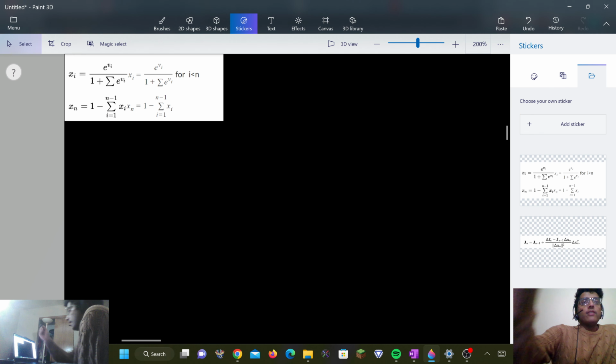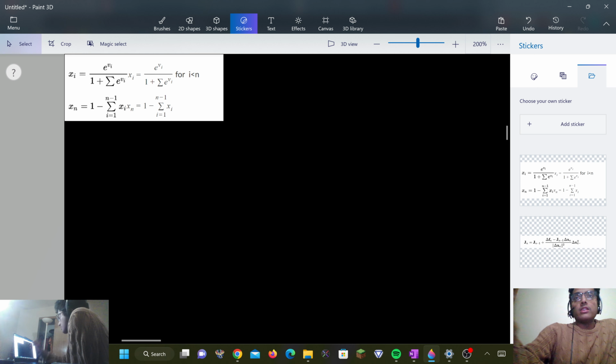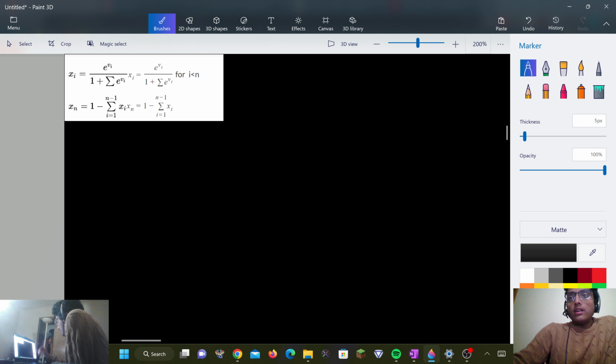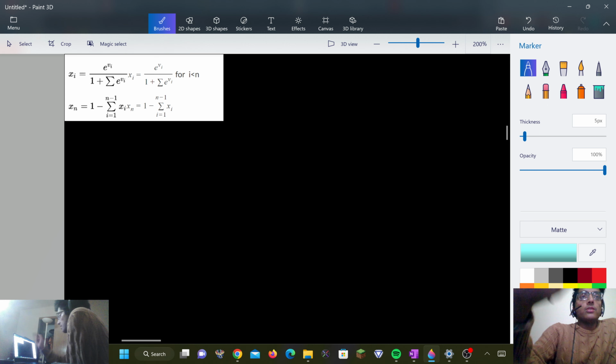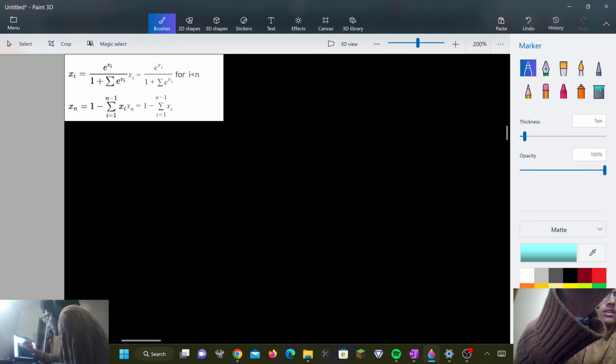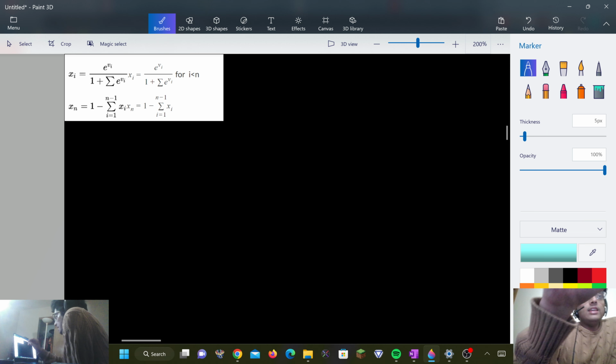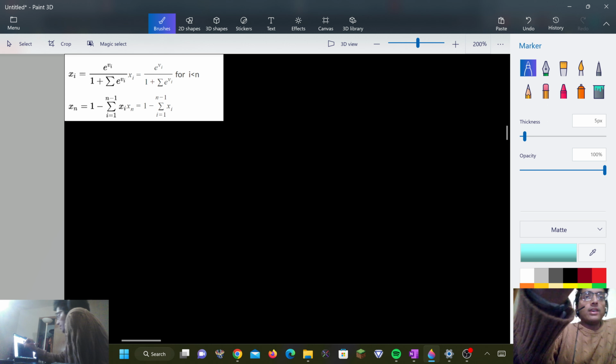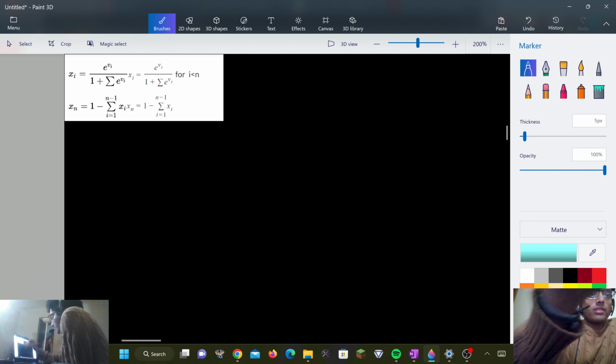So let me get my brush ready. This one's a lot easier than you think. We have an expression: x_i equals e to the power of v_i divided by 1 plus the summation of e to the v_i. The natural thing is to take the natural log of both sides.